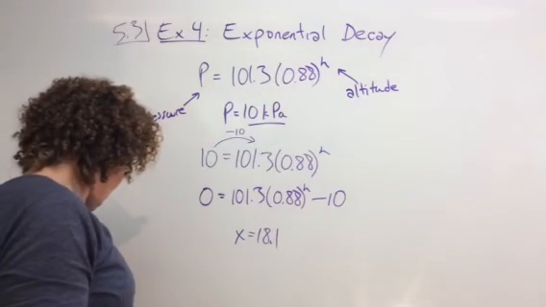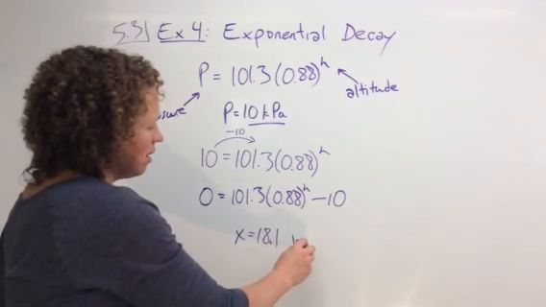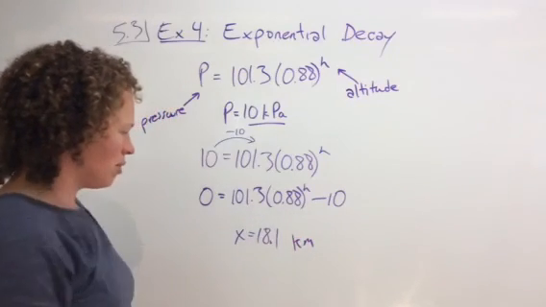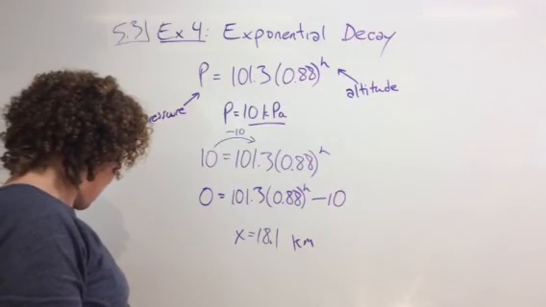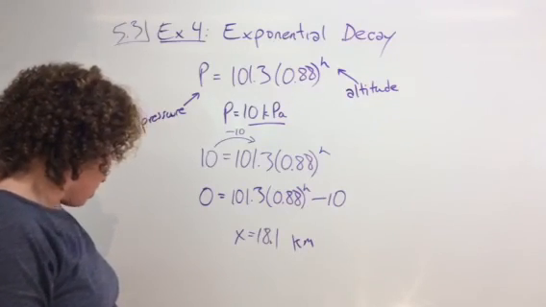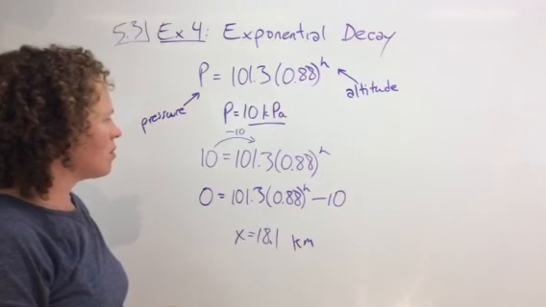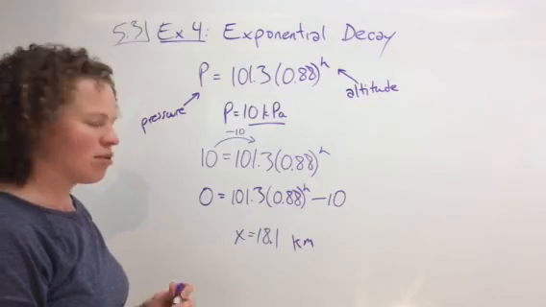And in the question it tells us that the altitude is in kilometers, so that means that 18.1 kilometers above sea level is where I'm going to have 10 kilopascals of atmospheric pressure, which is not going to be comfortable to breathe in.